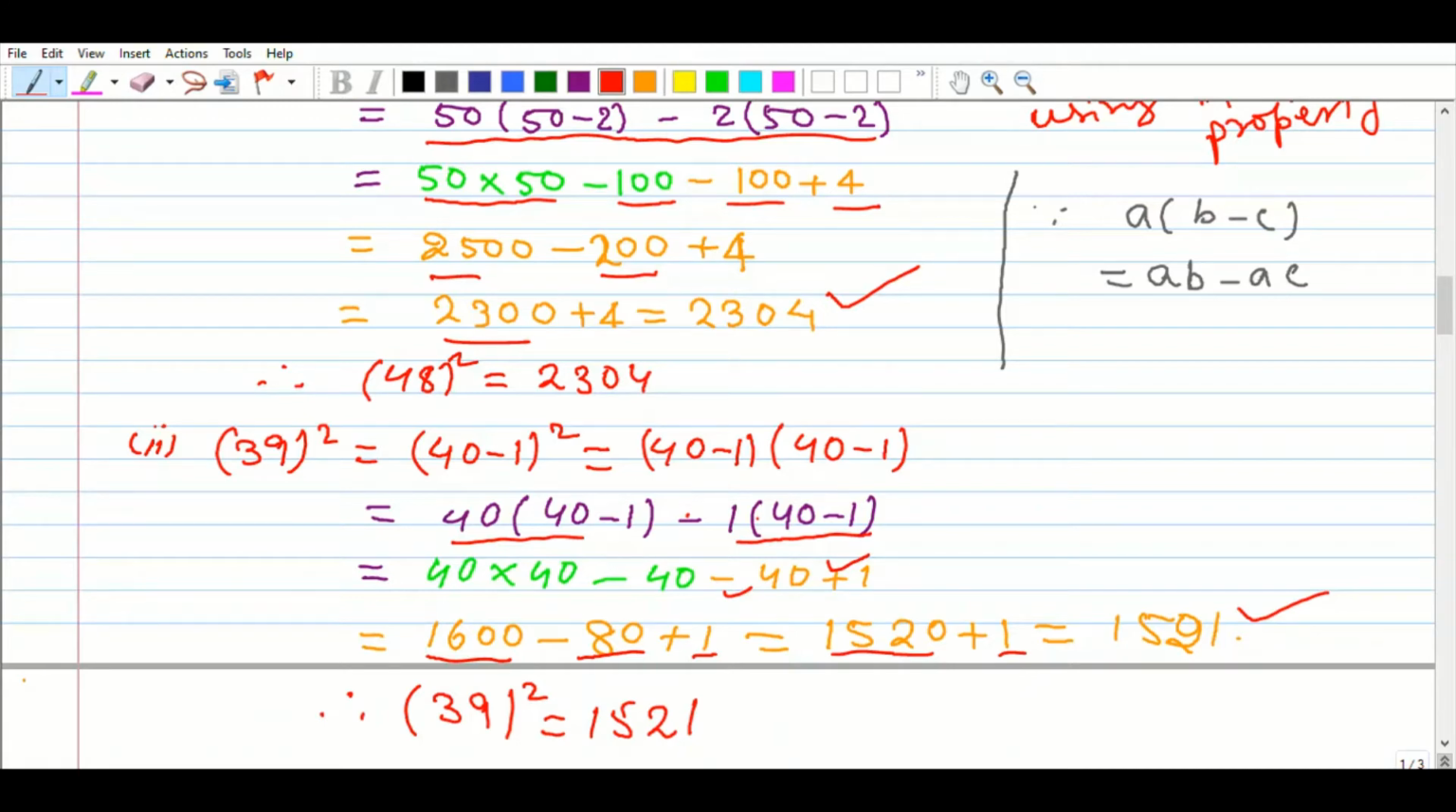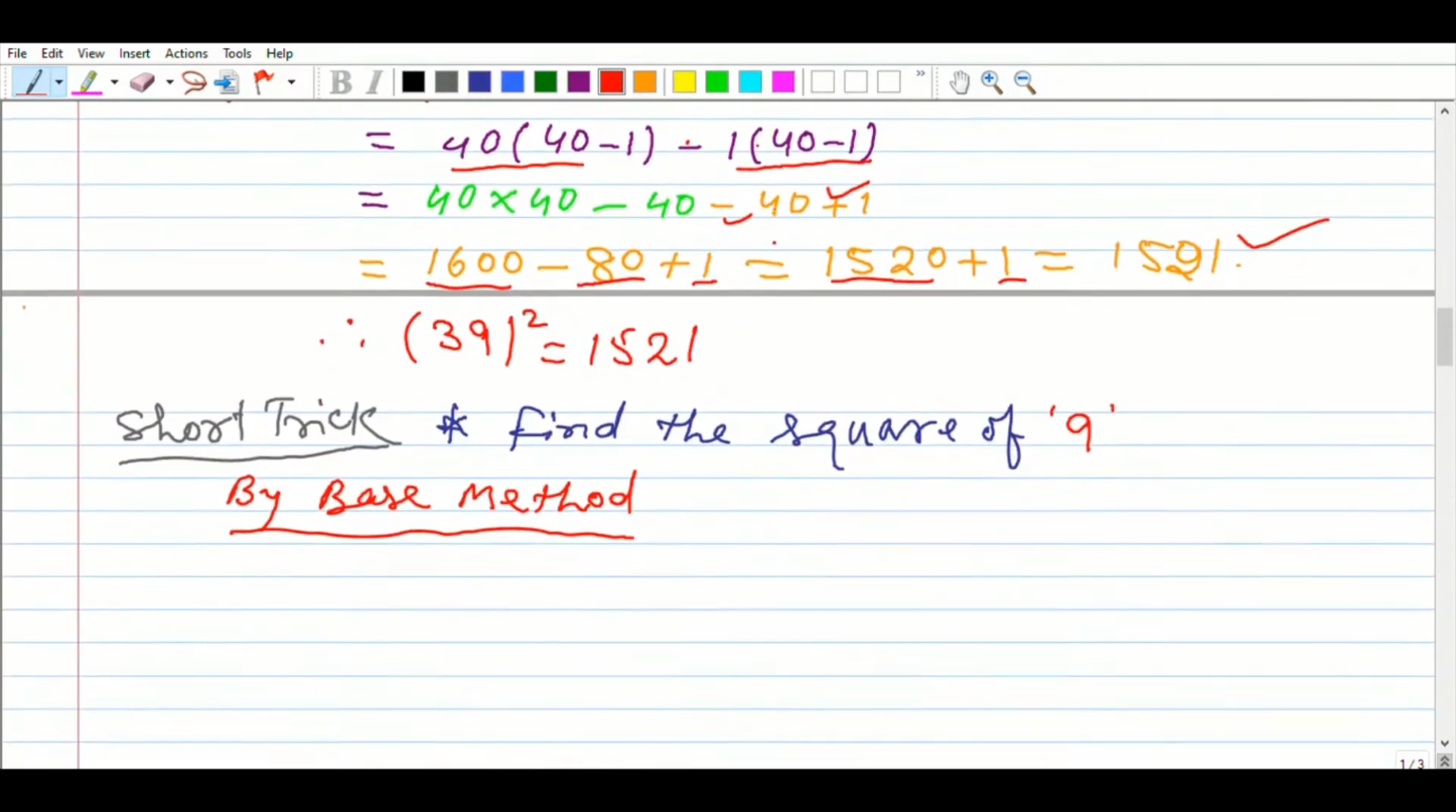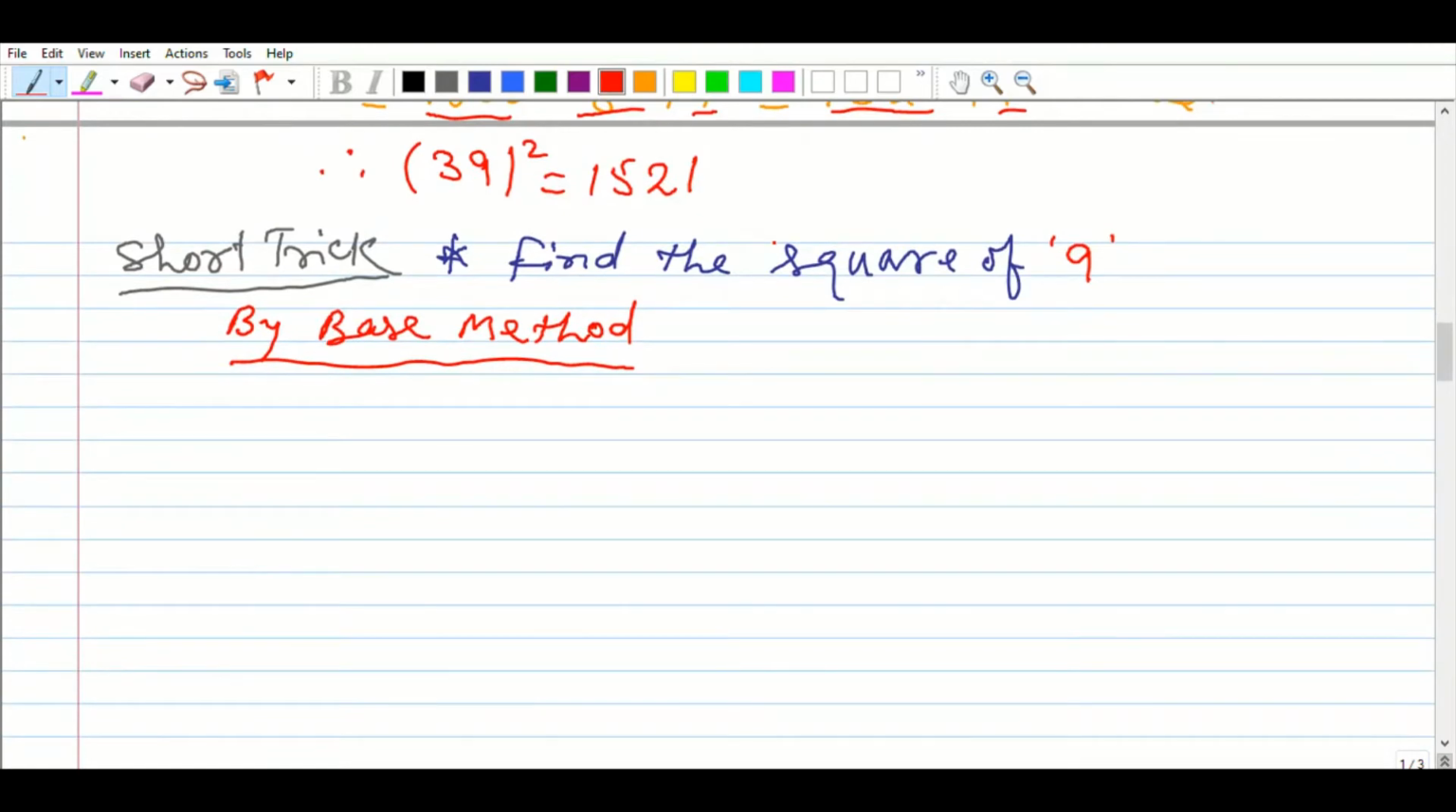Now how to use the base to calculate the square of a number. Then what should we do? Now, find the square of 9, then base, isn't it? For the number 9.